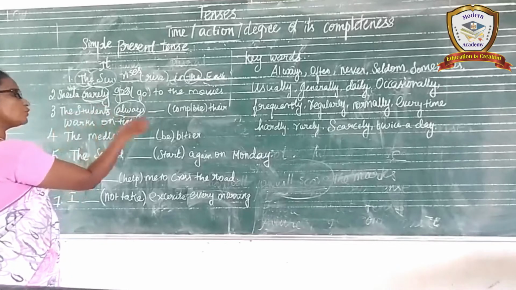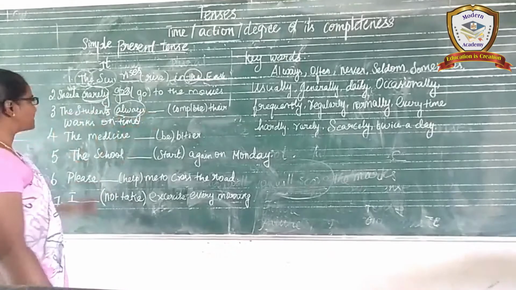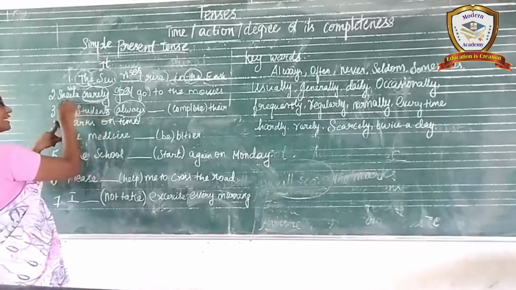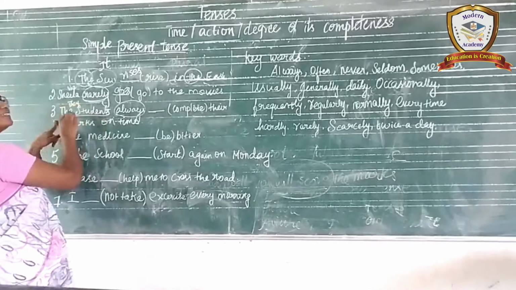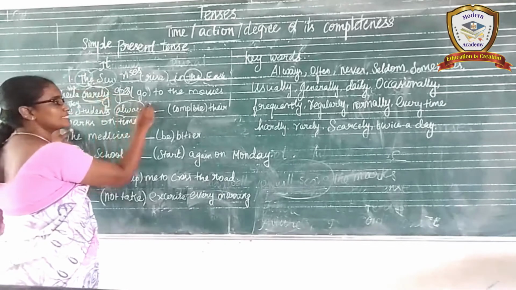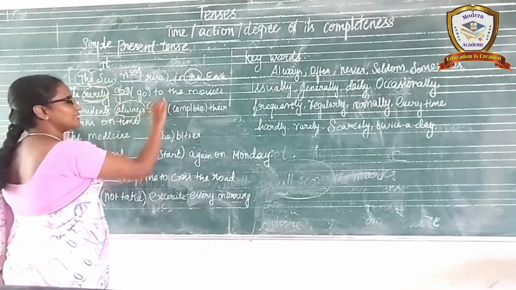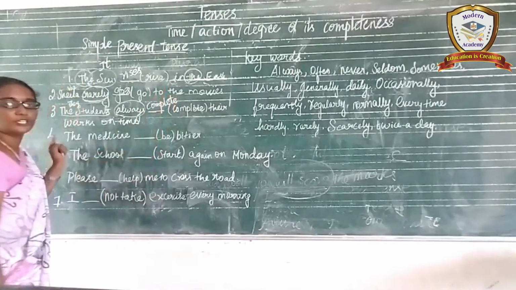Understand? So we have to use the appropriate tense, simple present tense. Instead of "students", we write the subject pronoun "they", followed by V1. What is the answer? Complete. Do you all understand?